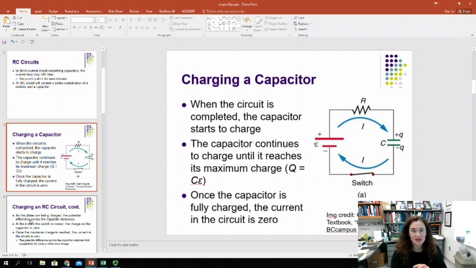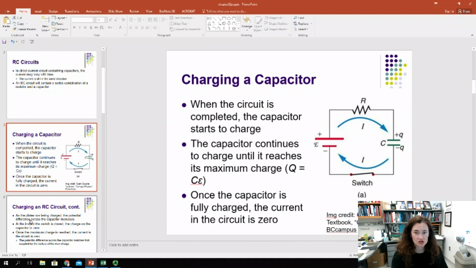Okay? Now, what's going to happen is that as long as that switch is closed, the capacitor is going to charge at a rate that's governed by what the resistor is. The stronger the resistor, the slower the capacitor will charge, okay? And it's going to continue to charge until it reaches its maximum charge.